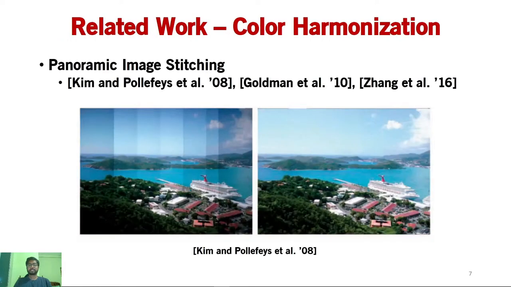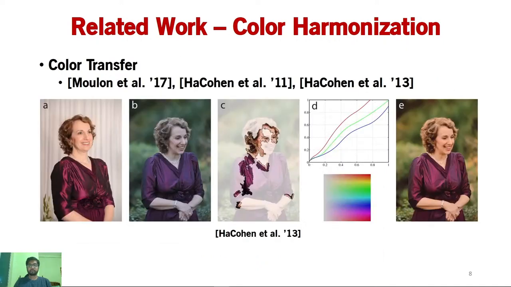Blending input images finds application in problems such as panoramic image stitching, but they work under assumptions violated by our wide baseline datasets. Some color transfer works can also be used to harmonize colors in images by detecting and harmonizing local regions within images. Again, these methods fail for our wide baseline datasets due to insufficient overlap between distant images given the wide baselines that we target.